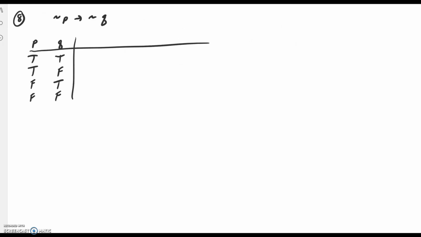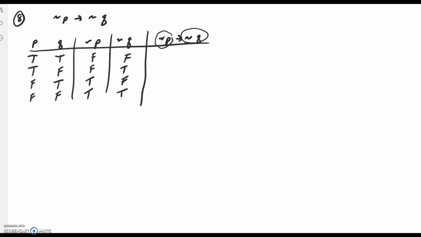In this problem, we're asked to form a truth table for this conditional statement. Not P implies not Q. And so we're going to need a column for the negation of P, which would be false, false, true, true. We're going to need a column for the negation of Q, which would be false, true, false, true. And then the only way that this promise, not P implies not Q, can be a broken promise is if this left-hand side is true and this right-hand side, the thing the arrow points to, is false.